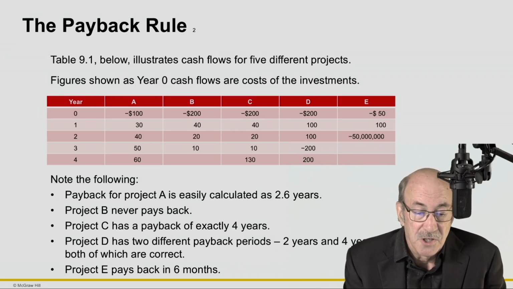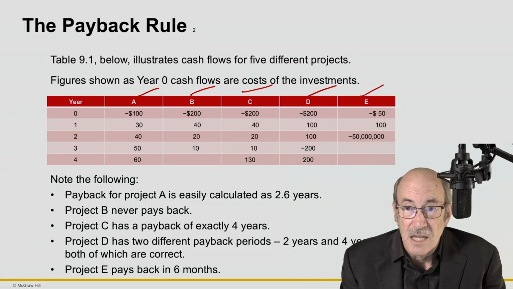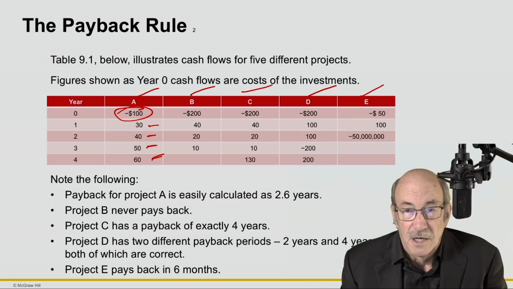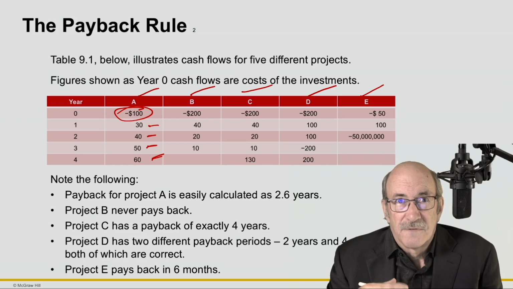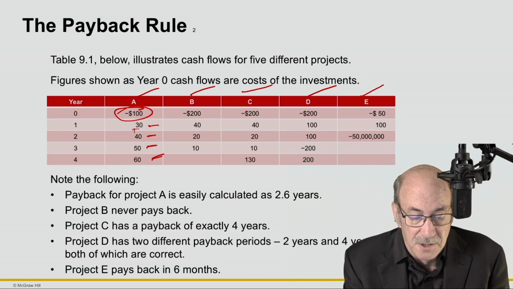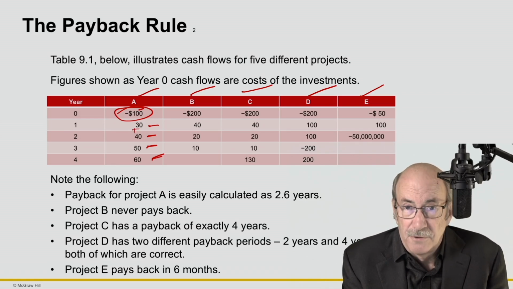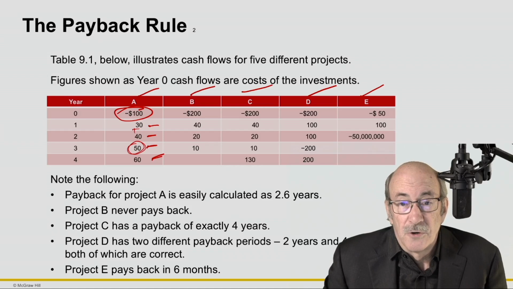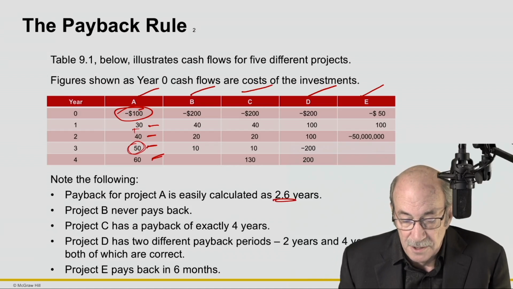So let's look at how this would work for a variety of different projects. We've got projects A, B, C, D, and E here. Project A has a $100 cost, and then it generates cash flows for 4 years after that. We've got 30, 40, 50, and 60 as the cash inflows. So we're looking for the first cash flows that sum up to $100. 30 plus 40 is 70. So a little before midway through the third year, we've summed up to $100.